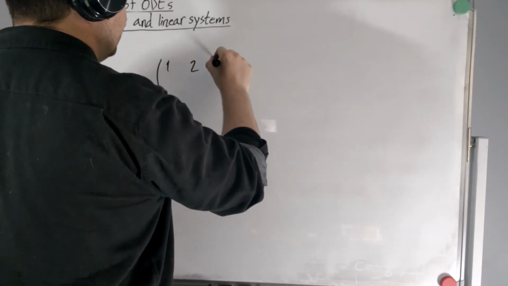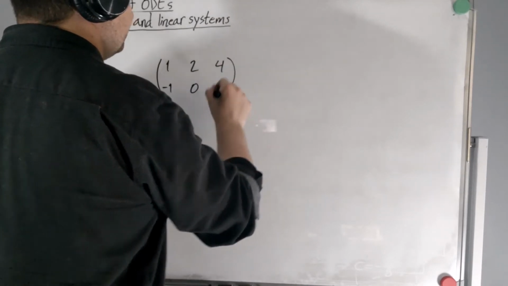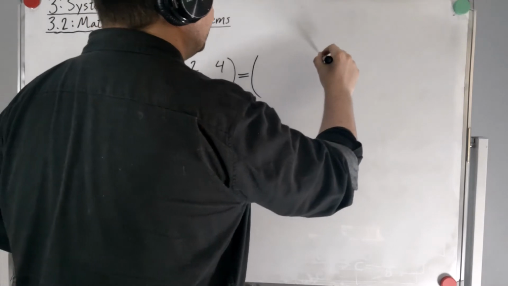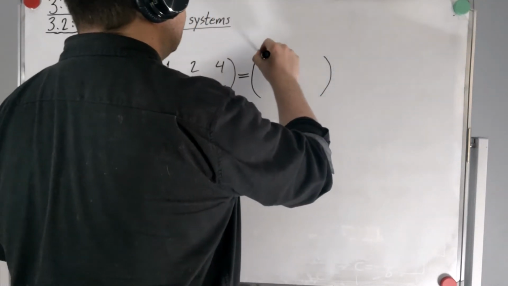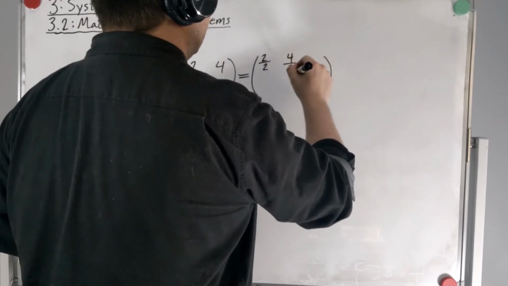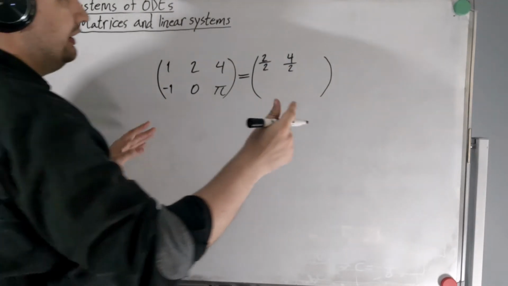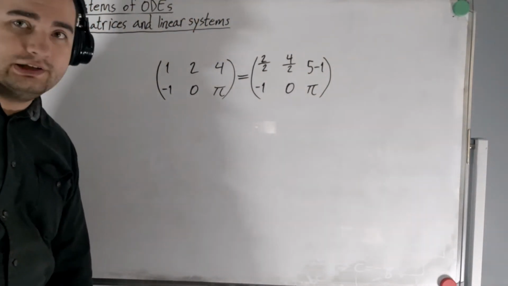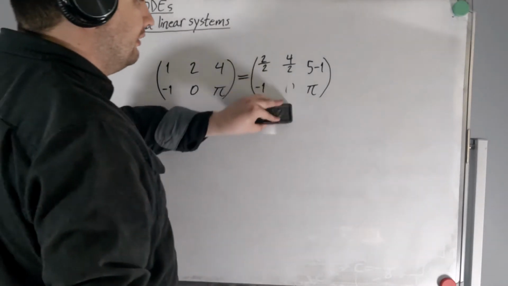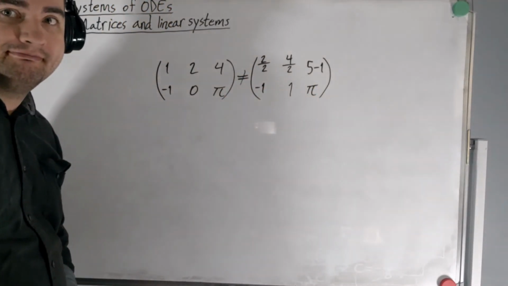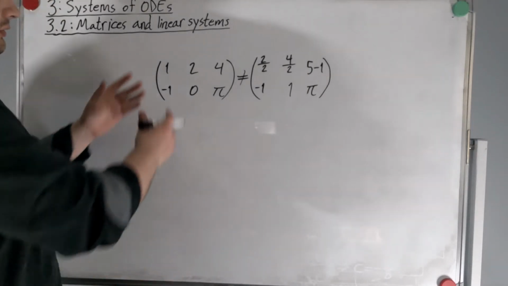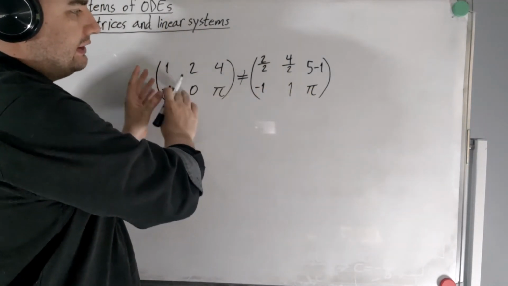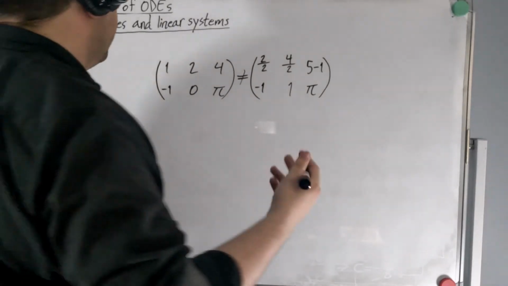So let's make this easier. 1, 2, 4, negative 1, 0, pi. This, for example, is a matrix. Okay? And the whole idea of two matrices being equal just means that each corresponding entry is equal. So these matrices are equal. These matrices are not equal. Okay? So it's just this array of numbers arranged in a rectangle that, in order to consider them equal, they just have to have the same corresponding entries.